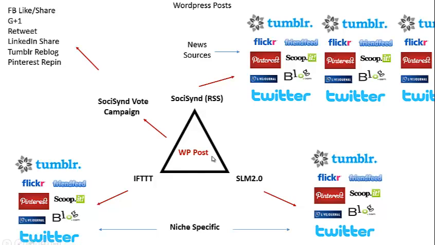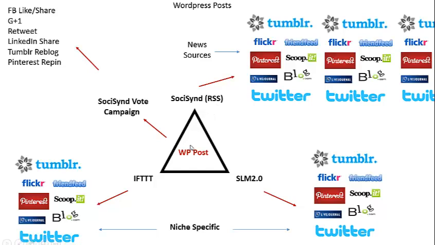So your WordPress post is also going to get sent for votes, so you're going to start getting Facebook likes and everything on there as well. But you do this by creating a SociSync vote campaign. So having a look at this, guys, when you make a WordPress post, you're going to get multiple social media links that are related to your niche and related to your blog post. You're going to get multiple ones again that are related to your niche and your blog post.